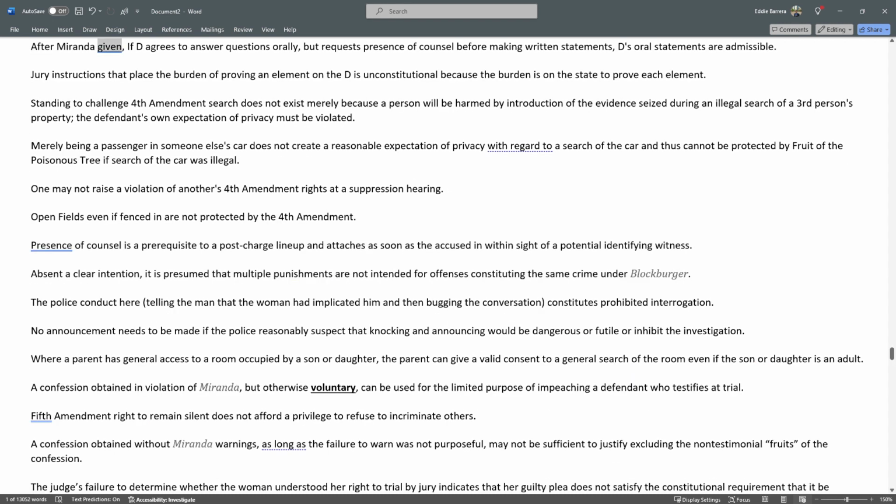After Miranda is given, if D agrees to answer questions orally but requests presence of counsel before making written statements, D's oral statements are admissible. Jury instructions that place the burden of proving an element on the D are unconstitutional because the burden is on the state to prove each element.